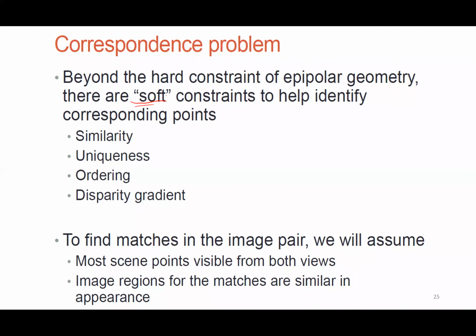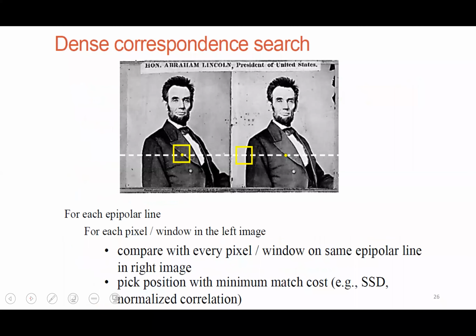These soft constraints would include, for example, how similar it is, how unique it is, what the order of your points is, or how much the disparity of this point differs compared to its neighbors, and there are many other such constraints you would be imposing there. So are you with me? Are you able to still follow?